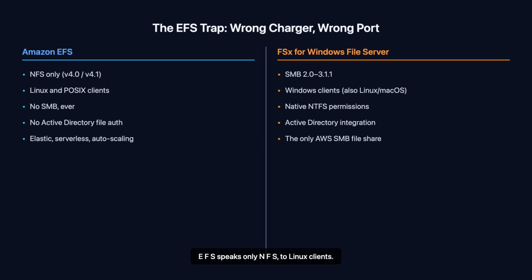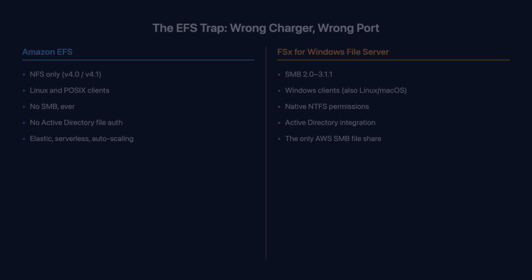EFS speaks only NFS to Linux clients. No SMB, ever. No Active Directory for file authentication. FSx for Windows speaks SMB, serves Windows clients natively, enforces NTFS permissions, and integrates with Active Directory. Choosing EFS for a Windows SMB workload is like showing up to an iPhone convention with an Android charger. Both are chargers, both plug into the wall, and neither one fits the port in front of you.